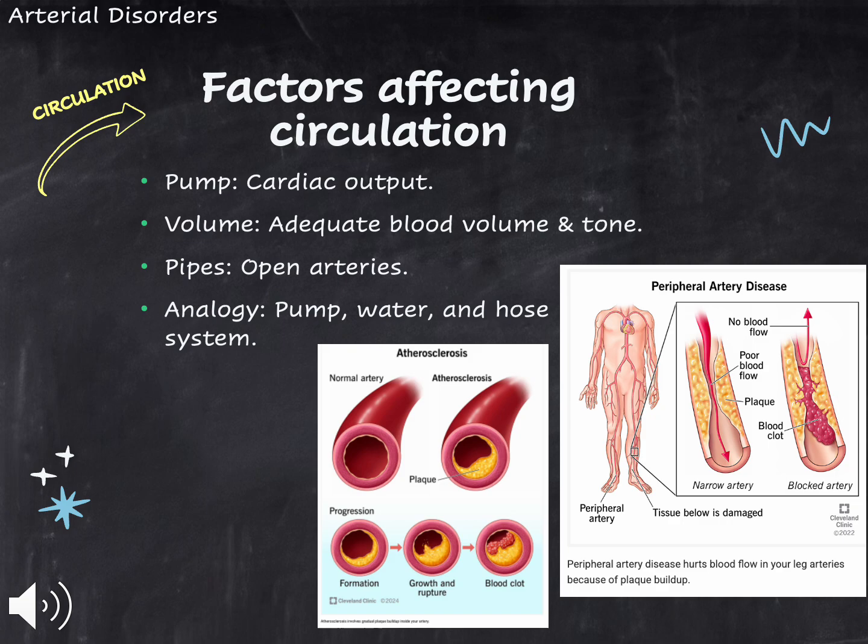Second, we need sufficient blood volume and proper vascular tone. Blood pressure is all about volume and resistance. If the patient is hypovolemic from bleeding or dehydration, or if the vessels are excessively dilated, like in septic shock, pressure drops and perfusion suffers. On the other hand, if vessels constrict too tightly, flow can also be compromised. So, balance is key. And third, we need patent, healthy vessels.